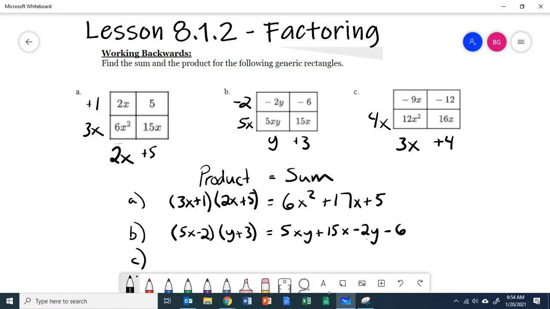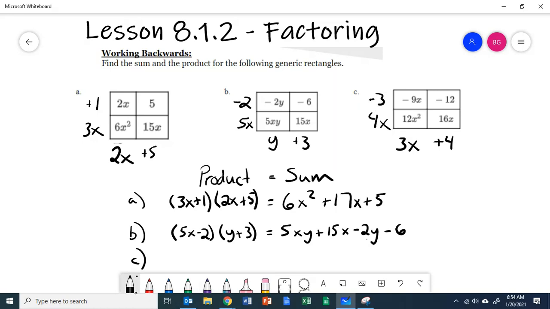Now looking at the top left-hand box, I need a negative 9x, and we're looking at 3x times what is negative 9x? Well, 3 times a negative 3 would get me negative 9. And I already have the x with that 3 in the bottom, so I don't need it up top. Oops, I accidentally wrote one there. So we just have a negative 3 there.